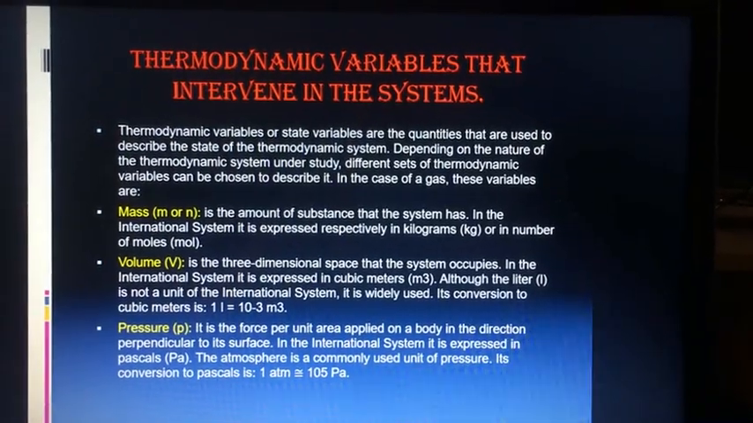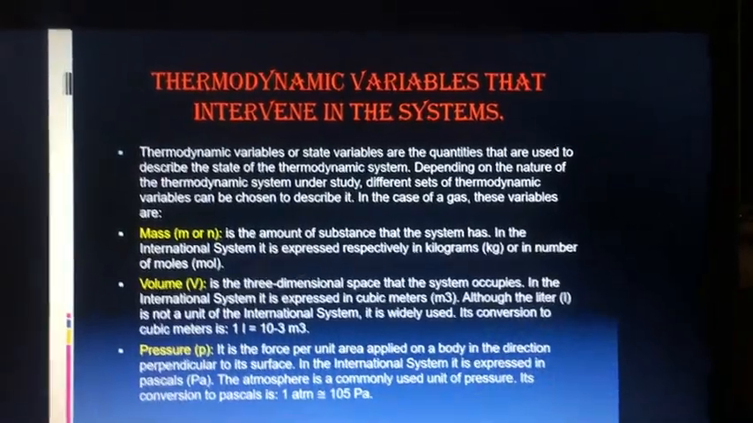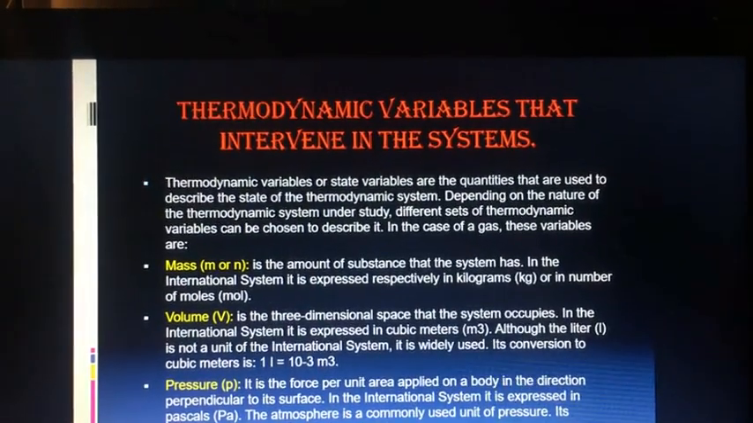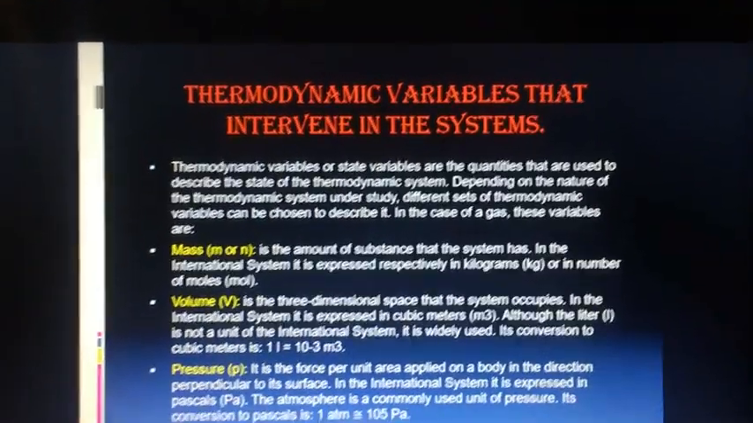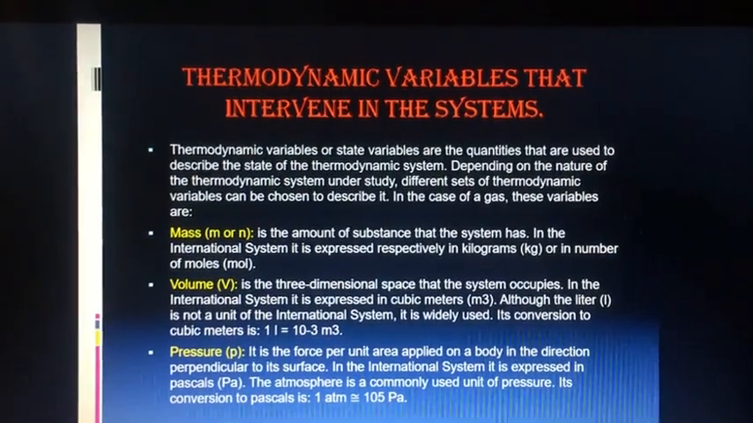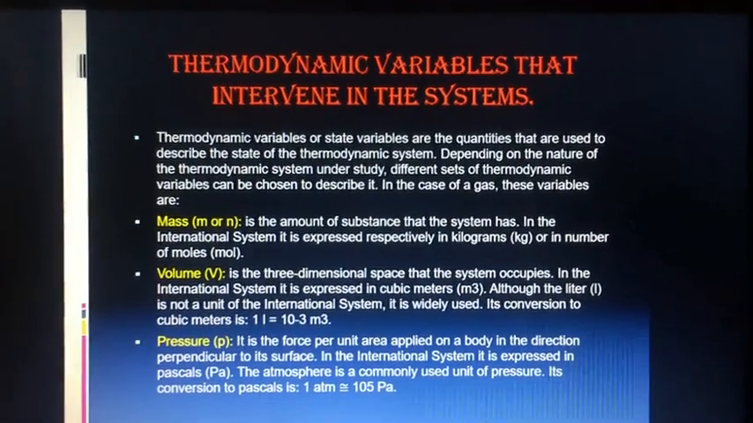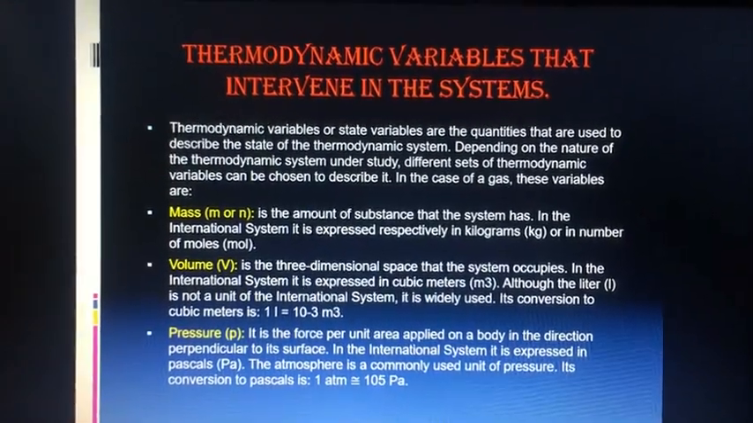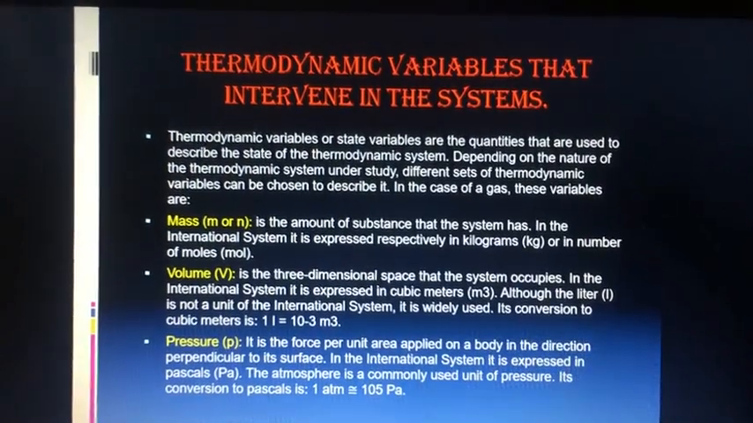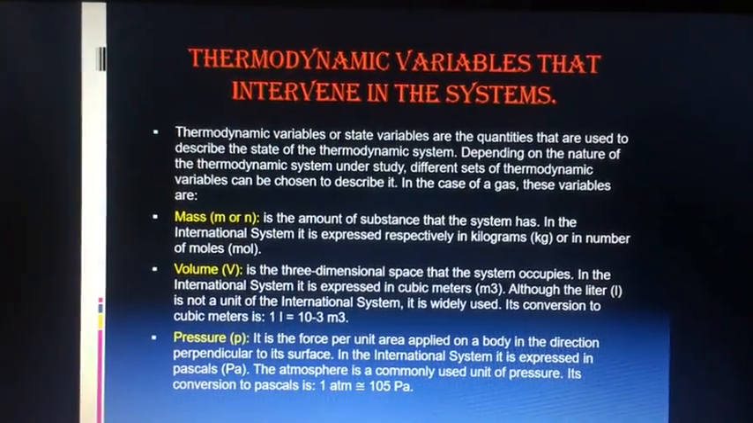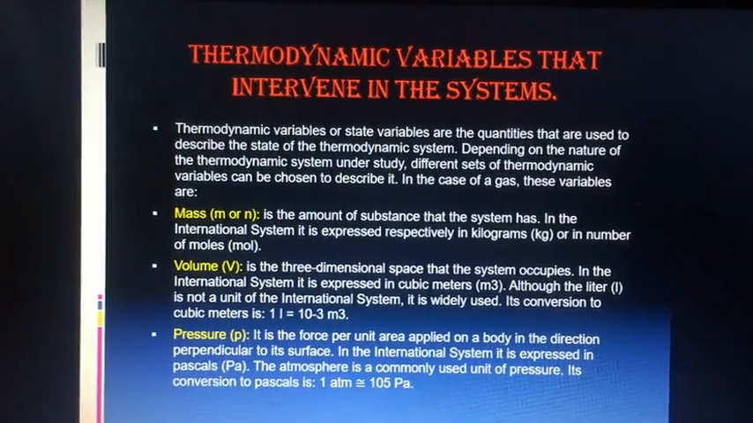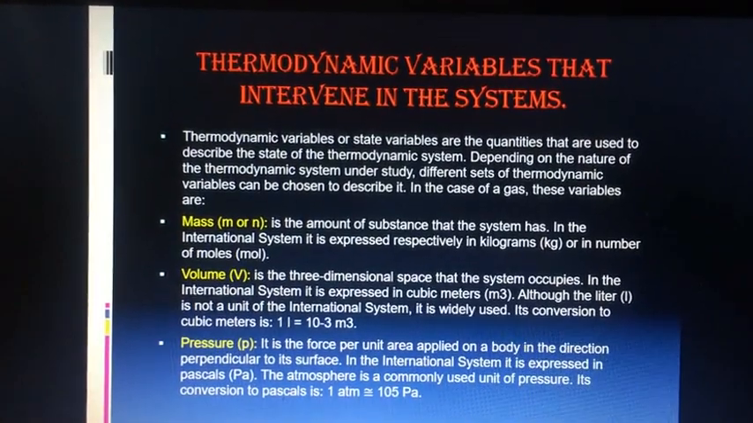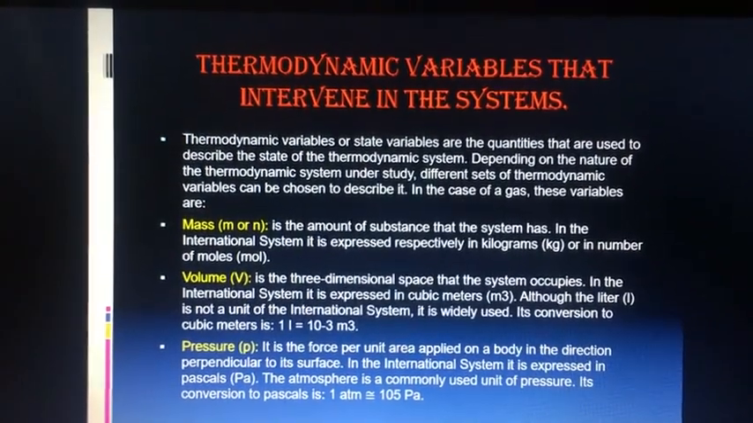Good morning, guys. My name is Jaime Sainz, team number 1. I am explaining about the thermodynamic variables that intervene in the systems. The thermodynamic variables are state variables, the quantities that are used to describe the state of the thermodynamic system. Depending on the nature of the thermodynamic system under study, different sets of thermodynamic variables can be chosen to describe it.